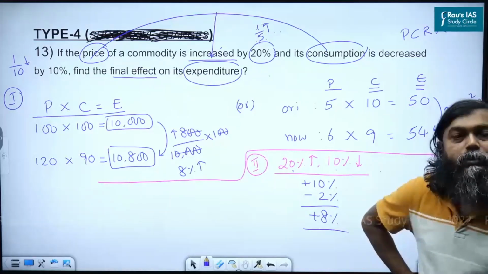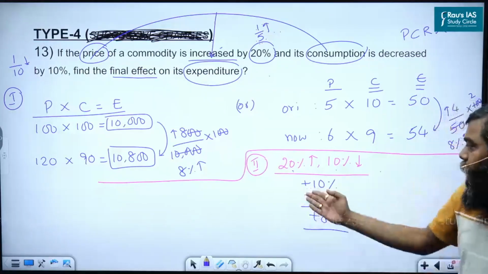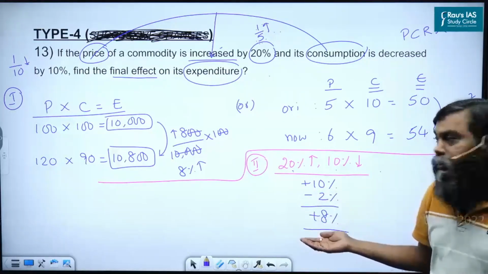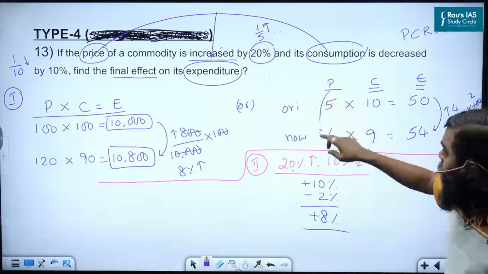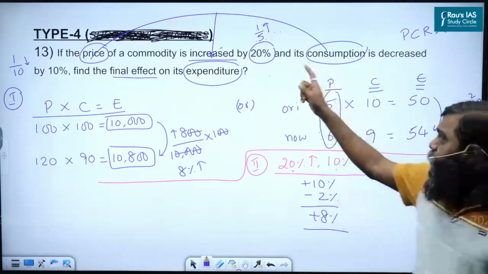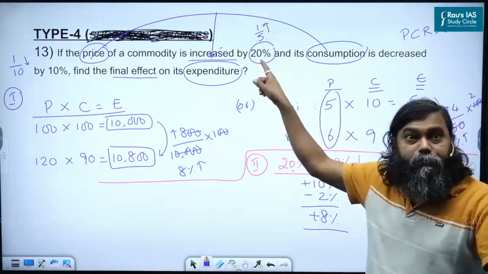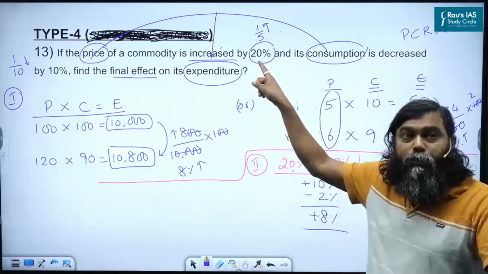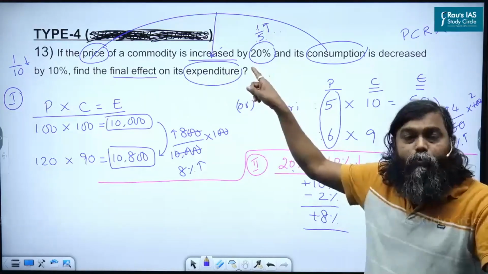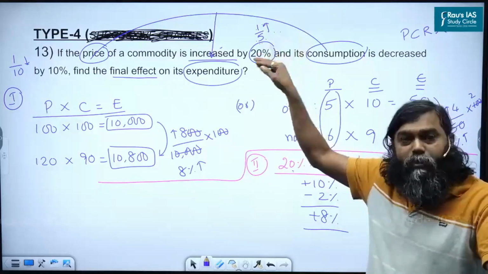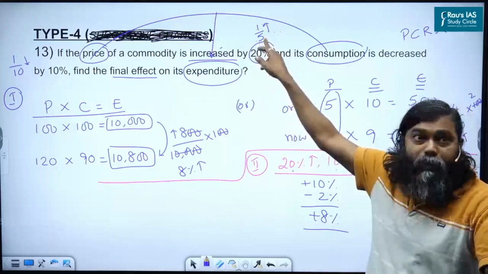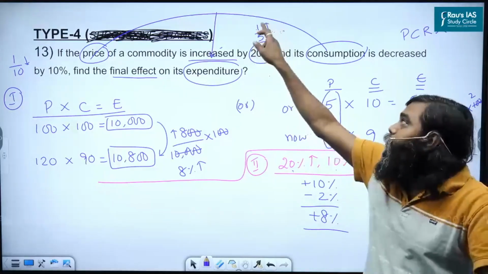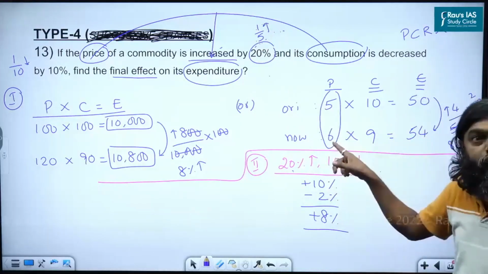Please explain the second one in the first method. Now, this I am writing. So, how much is the price increasing? 20%. 20% means how can you write it as a fraction? 1 by 5 increasing. What is the meaning of price increased by 1 by 5? If my original price is 5, the new price becomes 5 plus 1, 6. I am writing vertically.